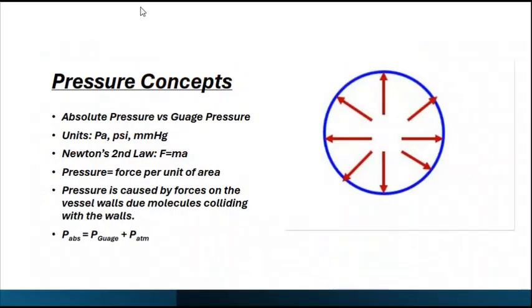Now, talking about pressure. Pressure is a force per unit area. In practice, we use gauge pressure, which is pressure relative to the atmosphere. But sometimes we work in absolute pressure, which is basically your gauge pressure plus your atmospheric pressure. I have this formula down below that shows how absolute pressure is your total, and your gauge pressure is what you see on a gauge out in the industry. But if you're going to work with absolute pressure, you always have to add your atmospheric pressure in there.